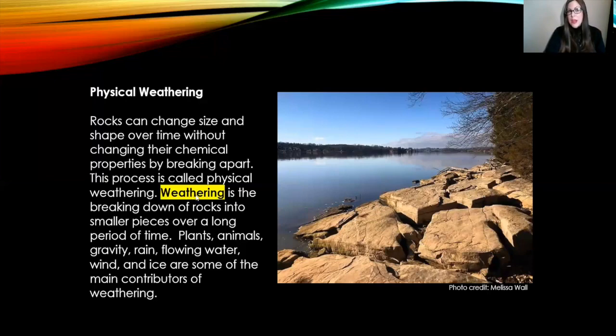So we're down here where it has the word weathering highlighted. So now let's talk about the word weathering. You may be familiar with the word weather, which is the daily changes in our atmosphere. So from day to day, you've got your rain, snow, sleet, and hail, and your sunshine, and your wind, and your air pressure, all of those daily changes, that's our weather. Weathering is a bit different. So it says weathering is the breaking down of rocks into smaller pieces over a long period of time, like these rocks in the photograph. And then it goes on to say plants, animals, gravity, rain, flowing water, wind, and ice are just some of the main contributors to weathering.